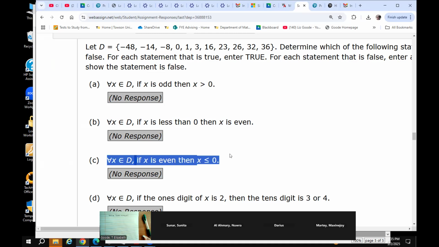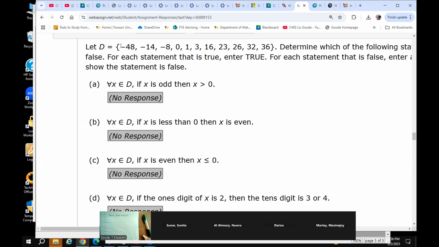So what does C say? It's an if-then, and it's universally quantified because all if-thens are. It says if X is even, then X is less than or equal to 0. Is it true that every even number is less than or equal to 0? The hypothesis is that X is even, okay? So we can look at all the even numbers one by one, and we have to check that the conclusion follows. And the conclusion is that X is less than or equal to 0.